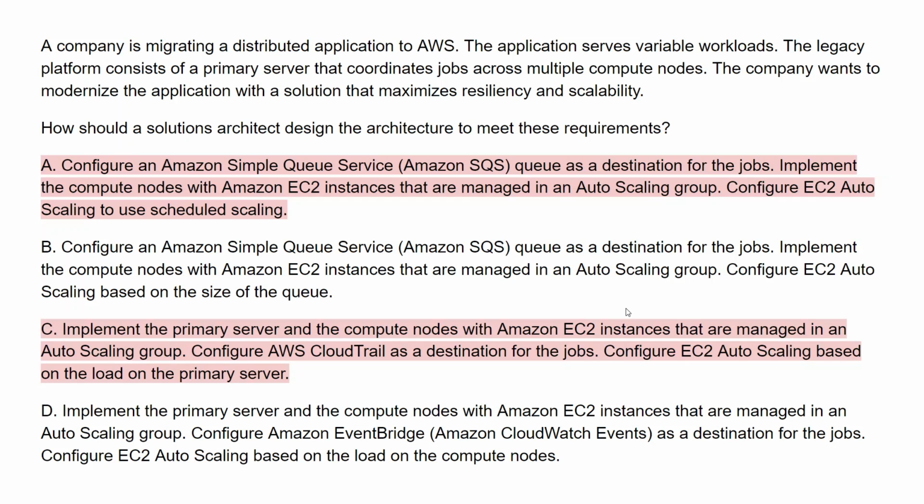C. Implement the primary server in the compute nodes with Amazon EC2 instances that are managed in an auto-scaling group. Configure AWS CloudTrail as a destination for the jobs. Configure EC2 auto-scaling based on the load on the primary server. This is wrong as AWS CloudTrail cannot be a destination for the jobs. AWS CloudTrail audits API logs.